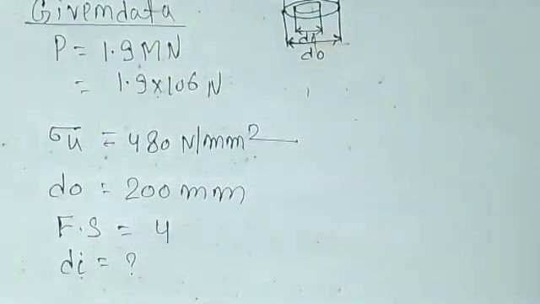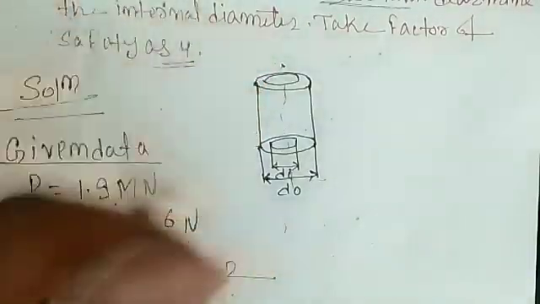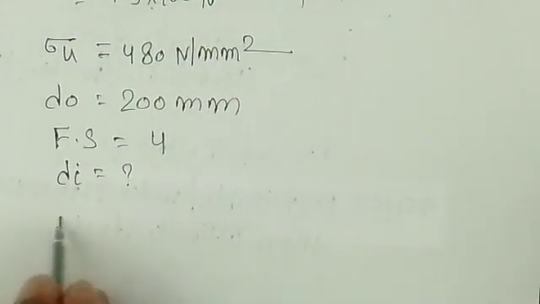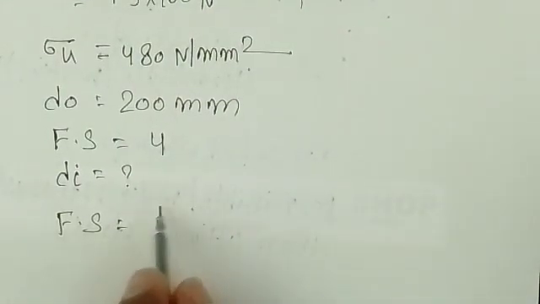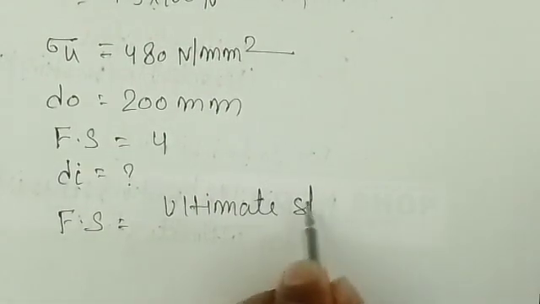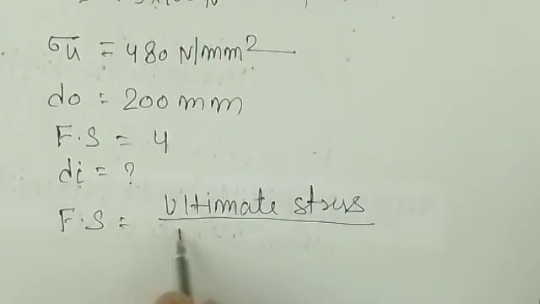So whenever the factor of safety is given, the ultimate stress is given, and the column is subjected to an axial load, it means that because of this load, stress will be induced on the column. That stress we call the working or permissible stress. First of all, we will find the permissible stress for the given section. You know that the factor of safety is equal to the ultimate stress by the working stress, or permissible or design stress.